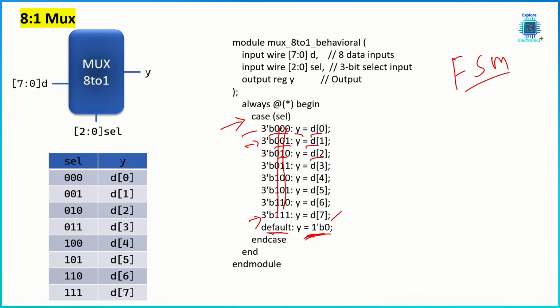Finite state machines will have a certain number of states, right? State 1, state 2, state 3, state 5, like that. In these states, we need to have some implementation. Just as we took the select lines here, we can take the states. State 1, this should be the logic. State 2, this should be the logic. State 3, this should be the logic, like that. Case statements will be useful in implementing FSMs.